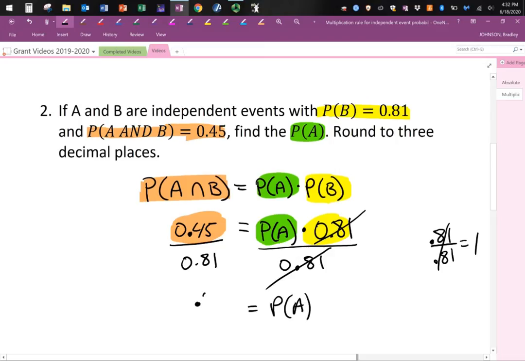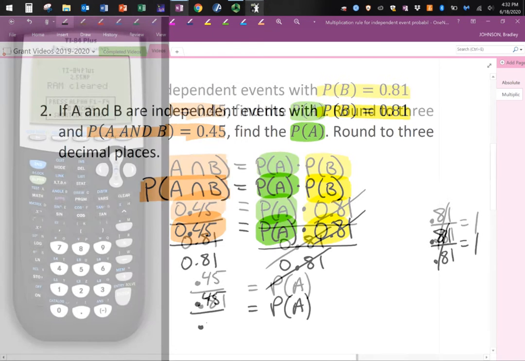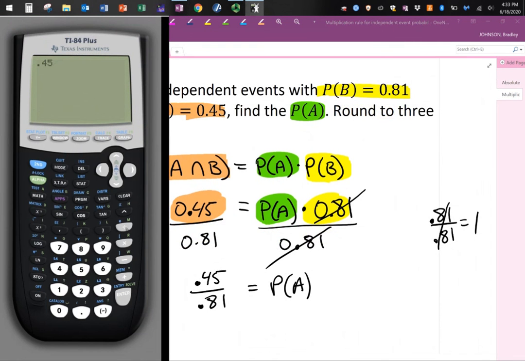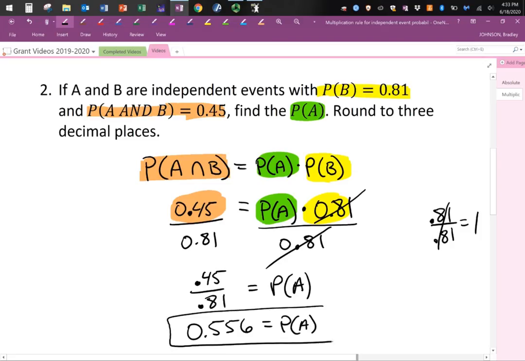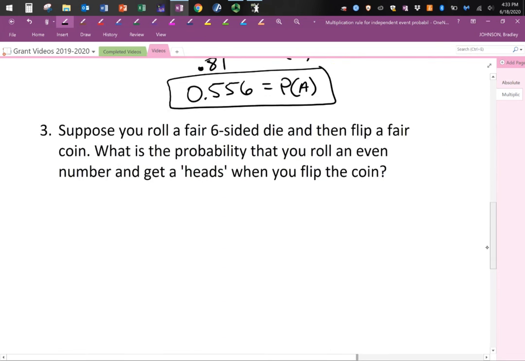On the left-hand side, we need to take our calculator, do 0.45 divided by 0.81, enter, and we will get 0.555 repeating, right? But if we round to 3 decimal places, the fourth 5 will round up that third 5 to 6. So we will have 0.556 is the probability of A. Okay, going on to the next one.